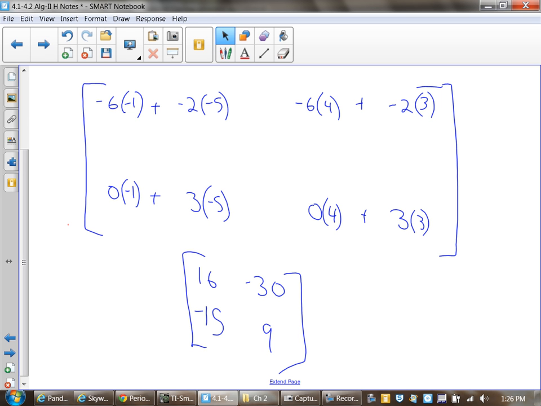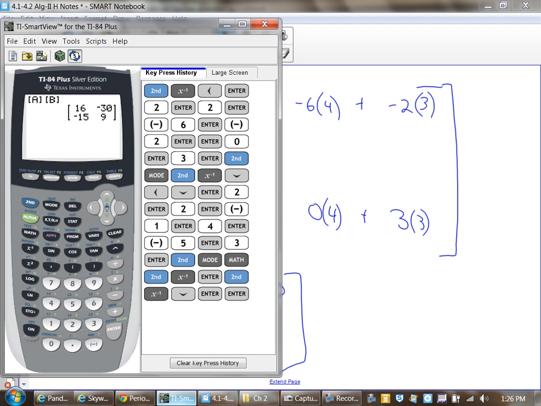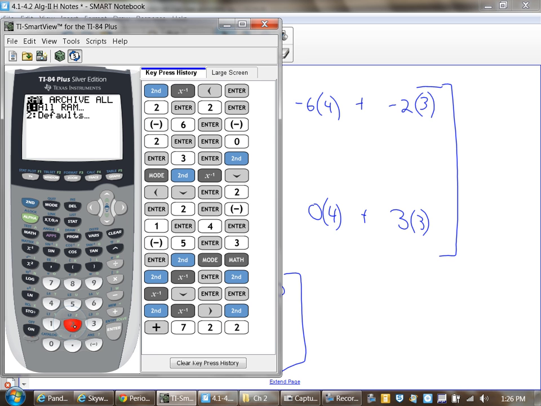What I want to do today, though, is show you how to check this. Take out your fancy calculator. Oh, we could have done this the entire time on our calculator. There's a matrix button.